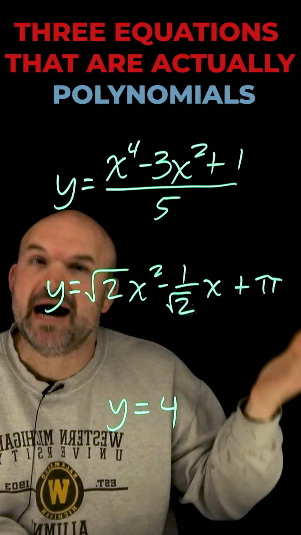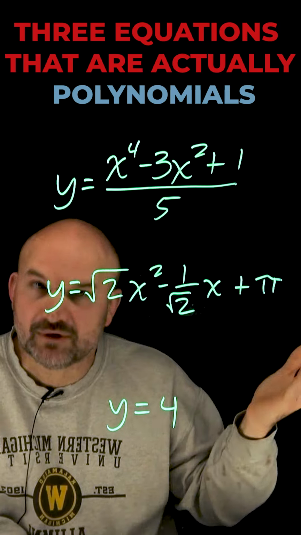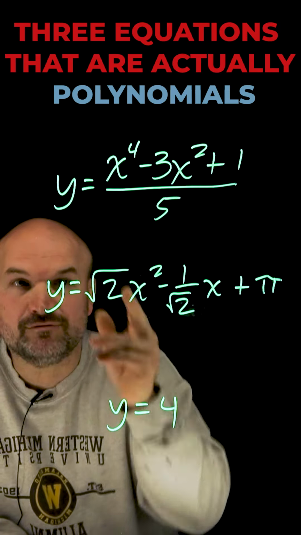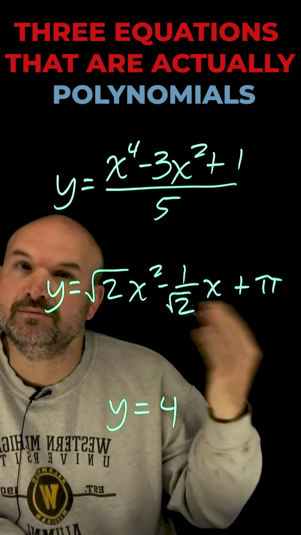Here are 3 examples of polynomials that a lot of times students confuse as not being polynomials because they remember these 2 rules. 1, you can't have a variable in the denominator, or you can't have a negative power as your variable. And then 2, you can't have radicals on your variable or rational powers for your variable.